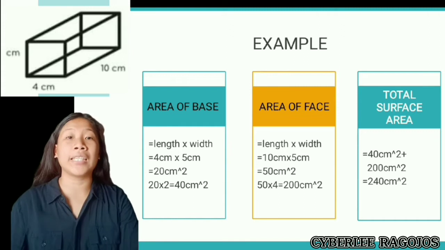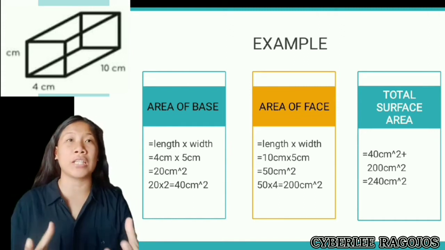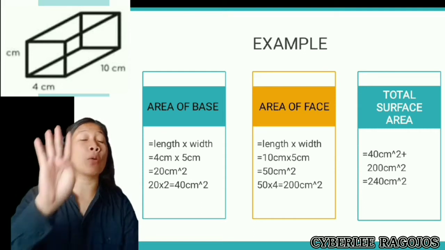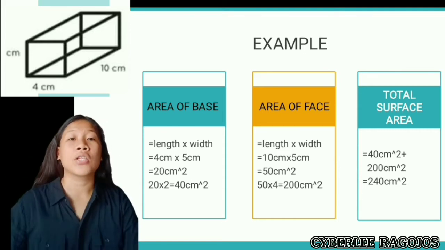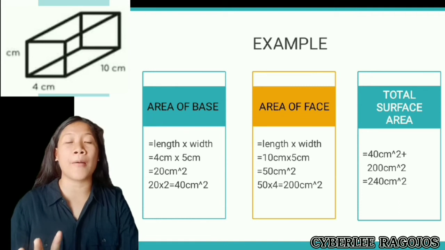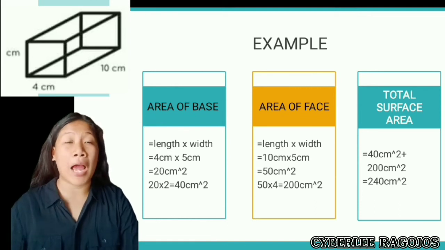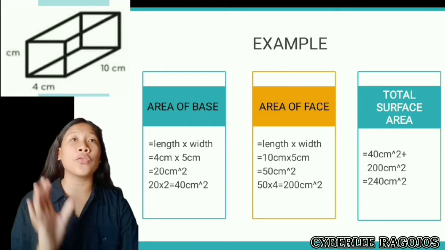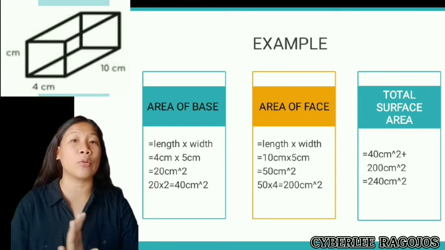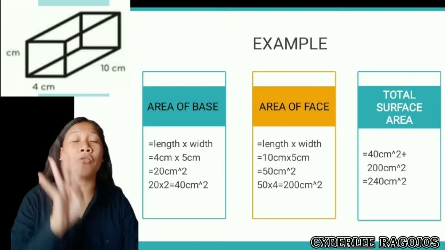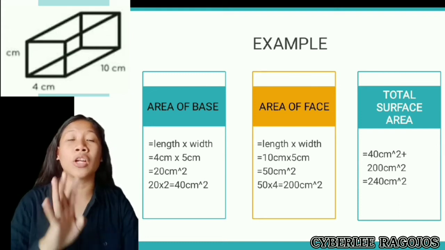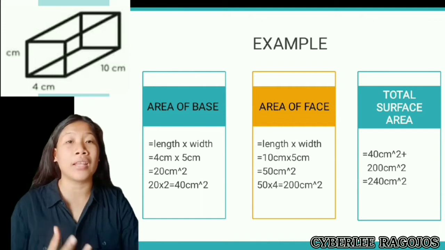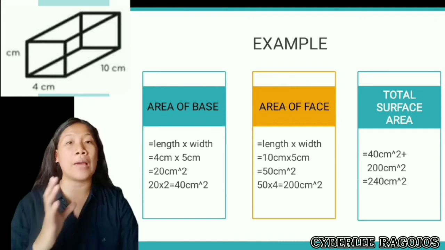Sabi natin kanina na may mga faces yung prism, which is the top, side, back, bottom. So meron siyang 4 na faces. So yung nakuha natin kanina sa 10 times 5, which is minultiply natin, is equals to 50. So, yung 50 na yon kailangan nating i-multiply sa 4 kasi nga may 4 na faces in a prism, yung rectangular prism. So, nung minultiply natin nakuha natin ang 200 cm squared.